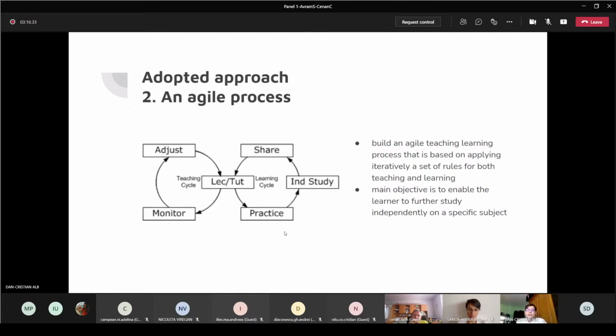After that, they move to the practice step, when they have to practice, namely to sediment the newly presented information in practice problems. And after building a foundation, they do an independent study step, namely they start studying alone, and in the end, to see whether they did well in the independent study step, they share the knowledge with the class.